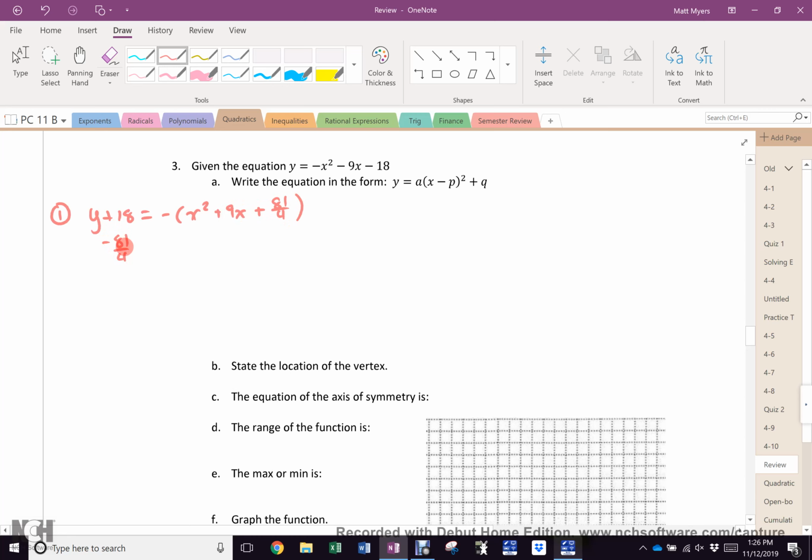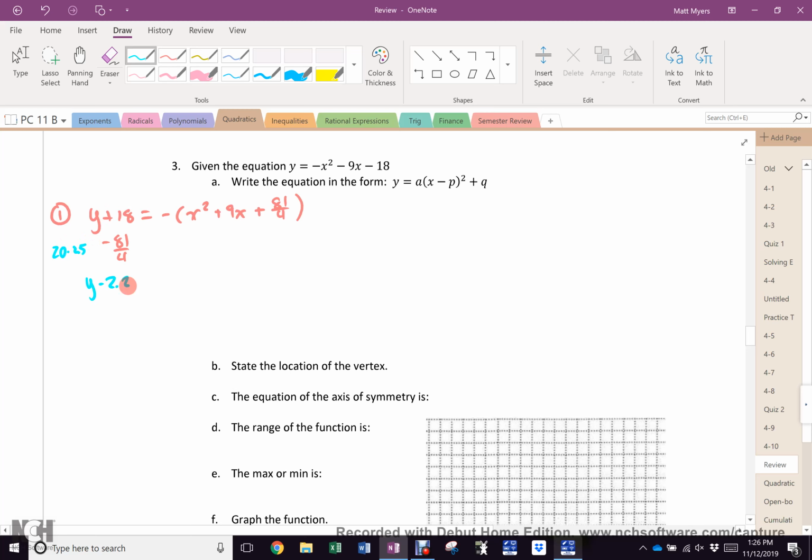81 fourths is 20 1/4, yes? I'm going to use decimals because you people think better in decimals, 20.25. So 18 minus 20.25 is negative what? 18 minus 20 would be negative what? 2, but it's negative 20.25, so it's negative 2.25, yes?